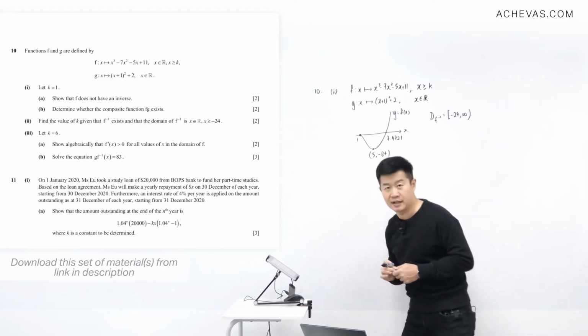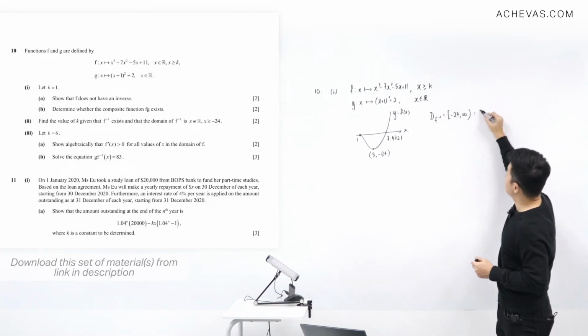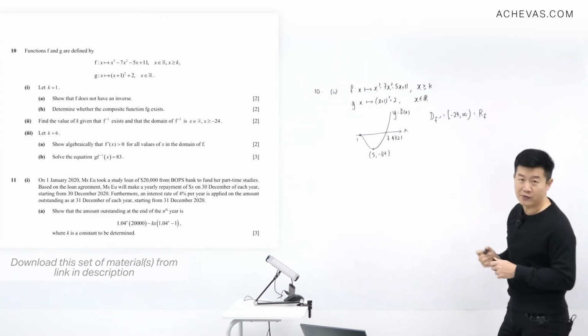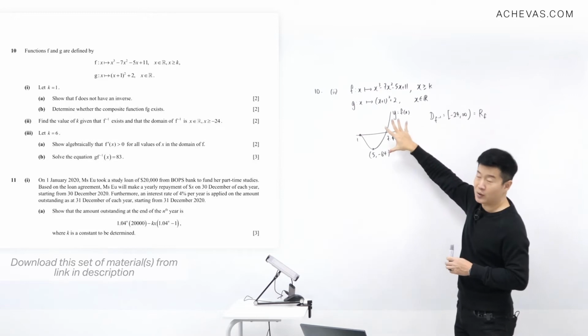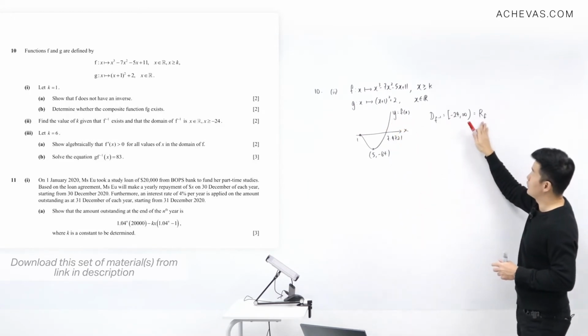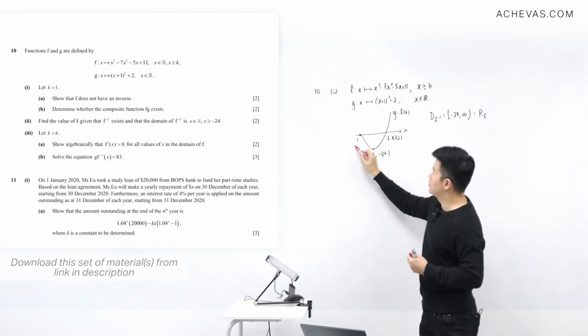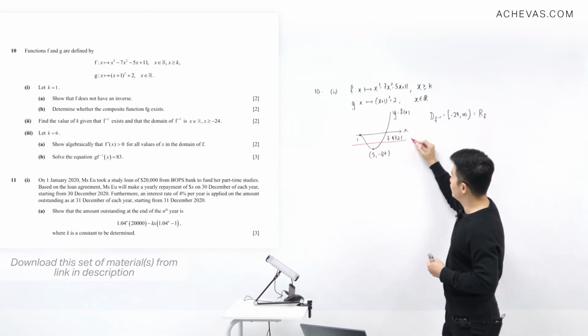That's what the question says. And what is the domain of f inverse? The domain of f inverse is the same as the range of f. So looking at this graph, this is the graph of y is equal to f(x). In order for me to analyze the range of f, which is from -24 to infinity, I'm going to draw a horizontal line here just for my own reference.